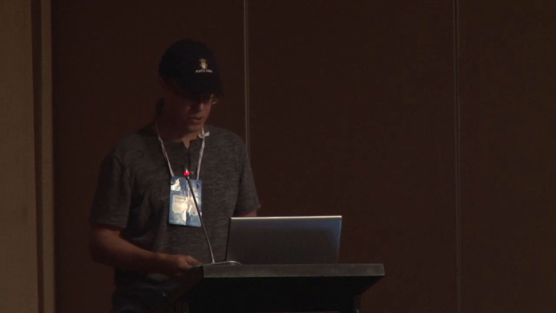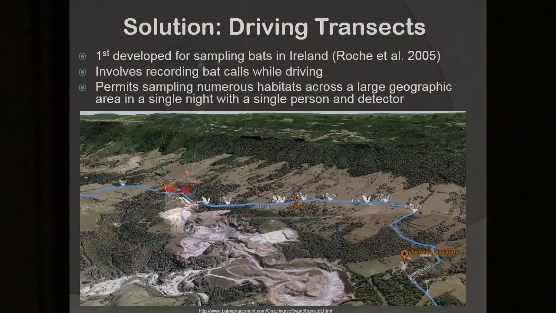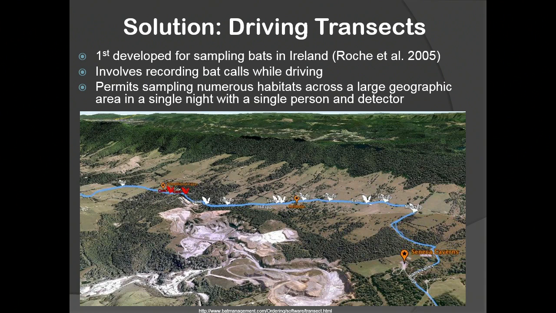One possible solution is driving transects. Driving transects were first developed for surveying the bat fauna of Ireland. They involve driving slowly along a predetermined route while recording bats with a bat detector affixed to the vehicle. The advantage of this approach is that it allows you to sample a variety of habitats across a large area each night with a single person using a single, relatively low-cost detector.